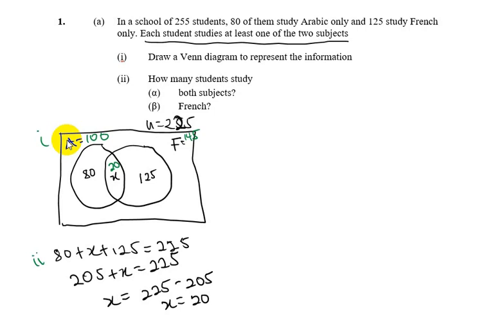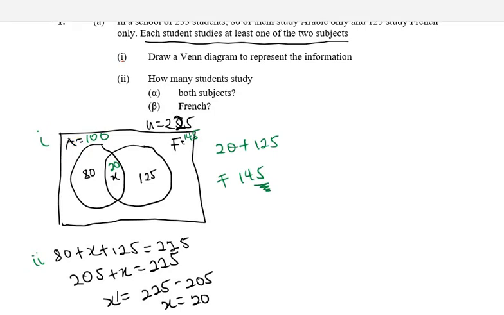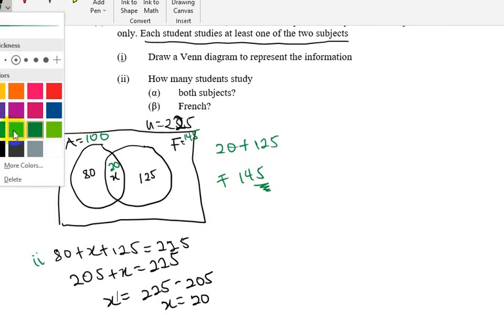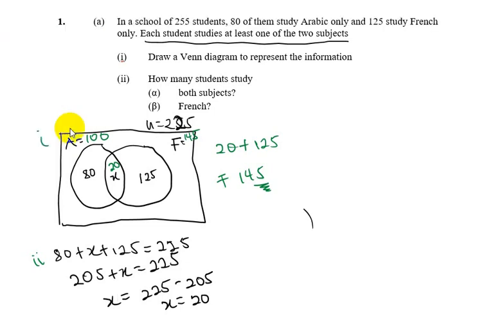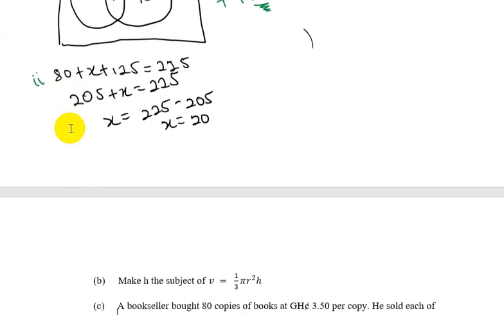And they said how many students study French. The French too, we've done it. The French will be the intersection, that is 20, plus French only, that's 125. So we're getting 145 for French. So that is all for the Venn diagram question. The Venn diagram question is so simple. Now let's go to the B side.